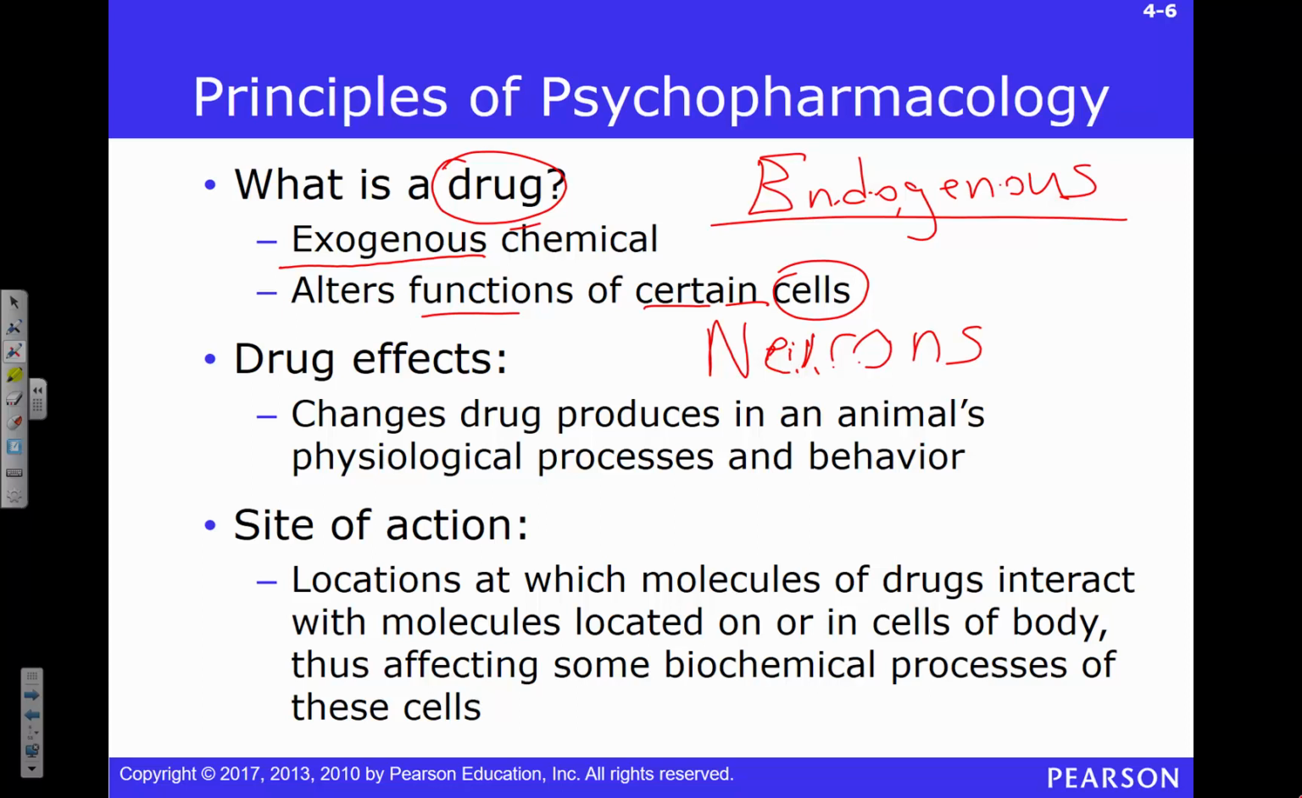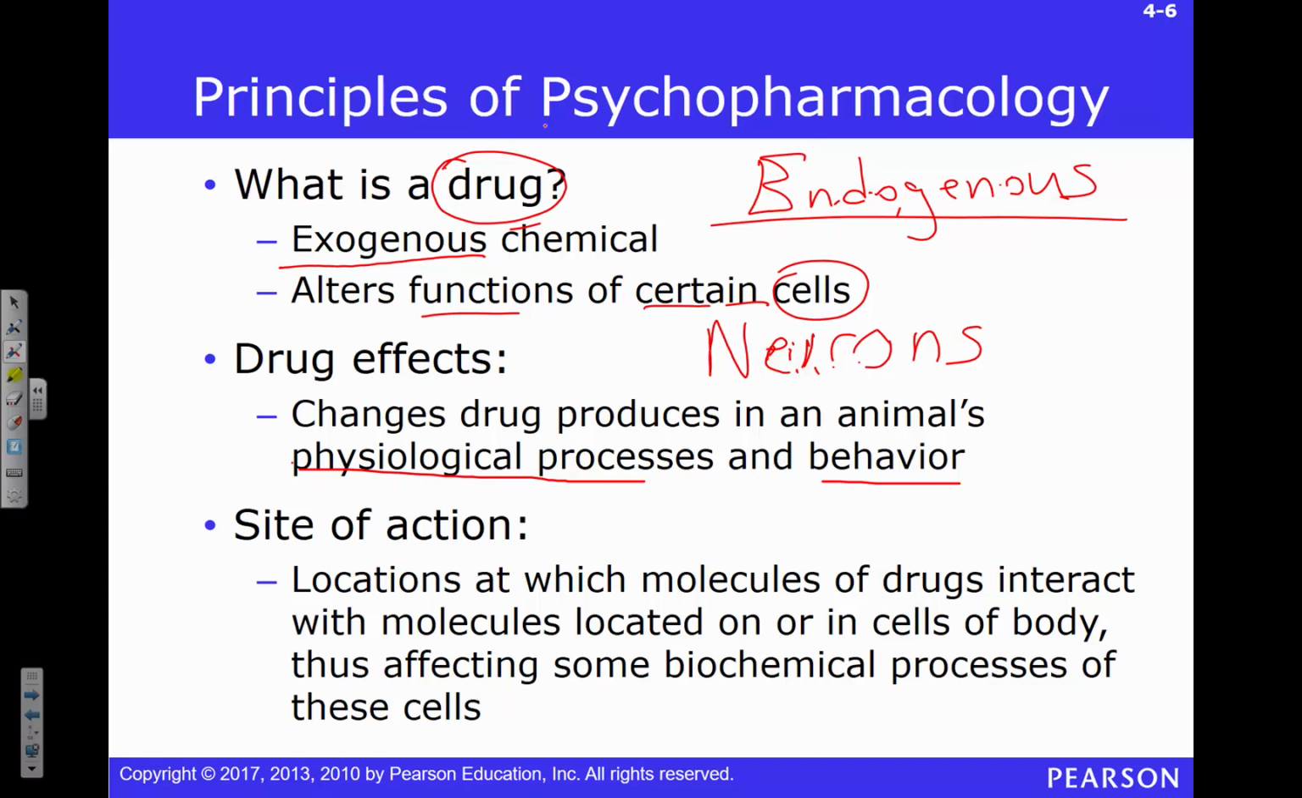Here's a really complicated definition. So everybody's going to have to write this. Ray, are you ready for this? This is going to be the most complicated definition I've ever given you. Drug effects. These are the changes produced in an animal's physiological process or its behavior. That's it. Right? What does the drug do to you? Right, Jasmine? If you take a drug, what is that effect? Okay. What is that behavior? What is that physiological process that's going to be altered? Okay.